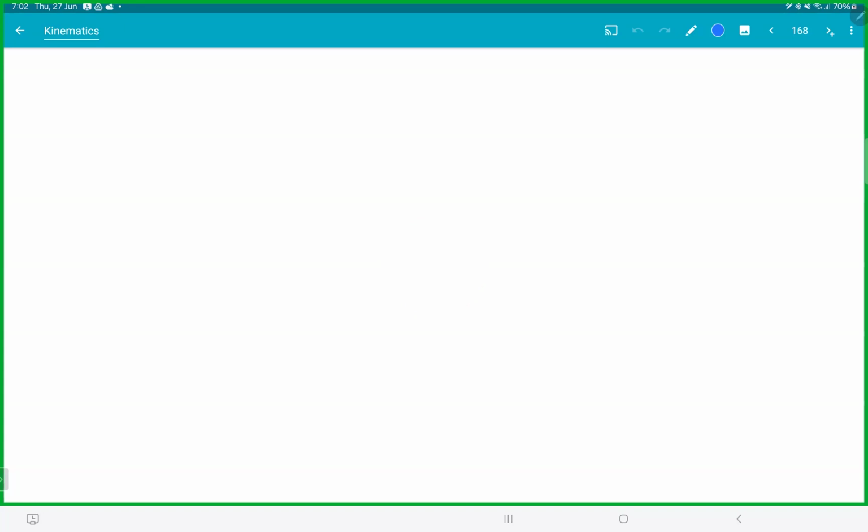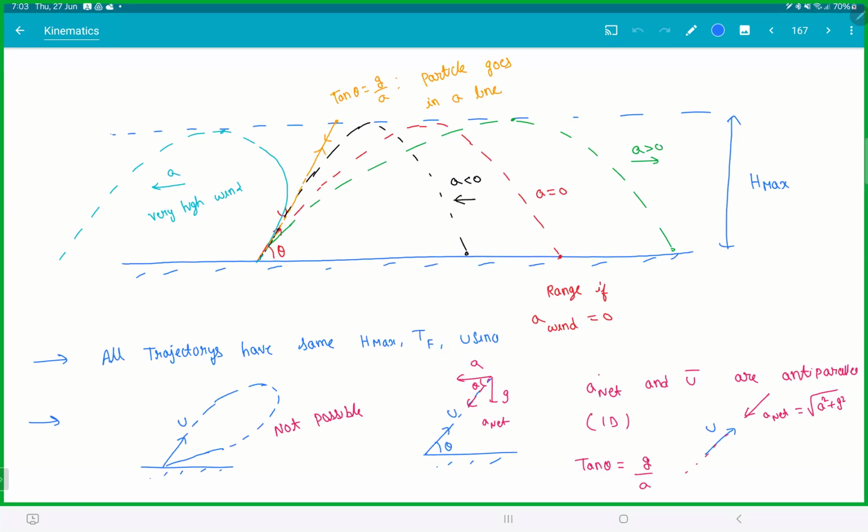So last class we did the wind problems. So great. So today we will start off with projectile on incline.